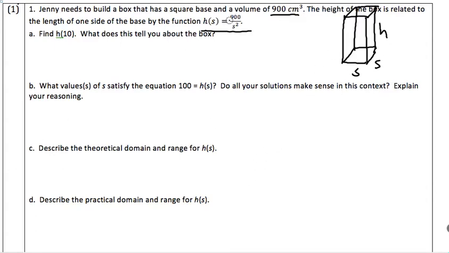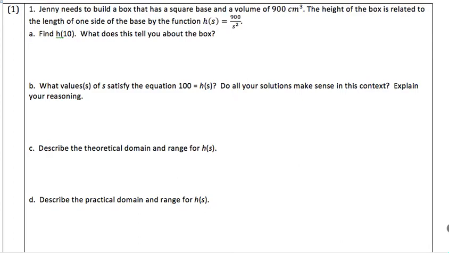So 900 is a fixed amount. And then how this works is the bigger the sides are, the smaller the height ends up being. And the smaller the sides are, the bigger the height ends up being. That's an explanation of what's going on geometrically. It's not actually necessary for this problem to understand why this function works, but I did want to point it out. Let's do the problem itself.